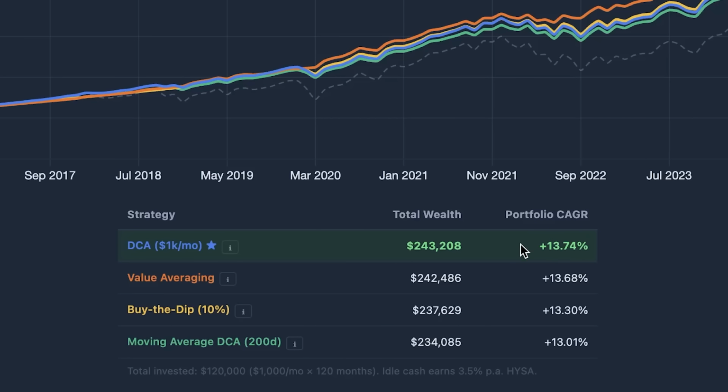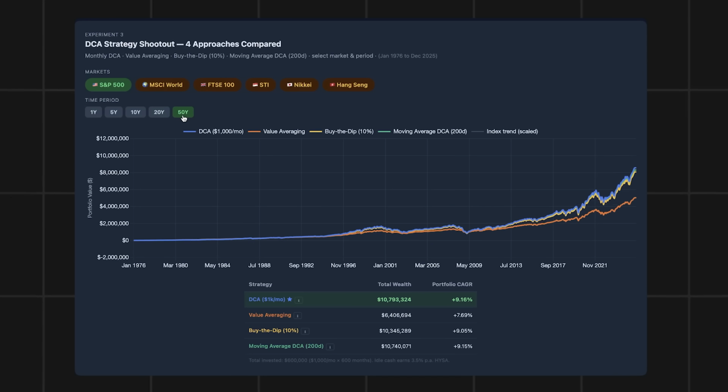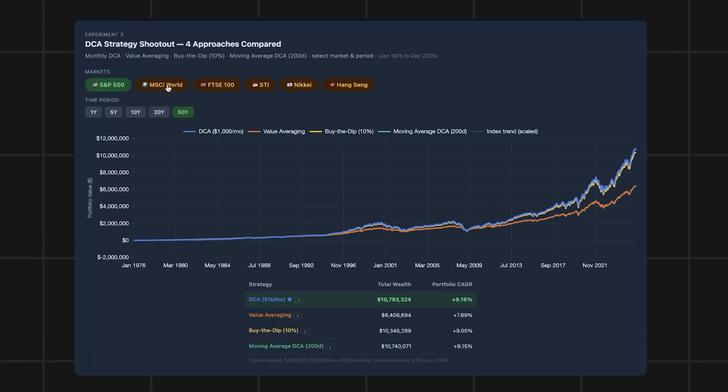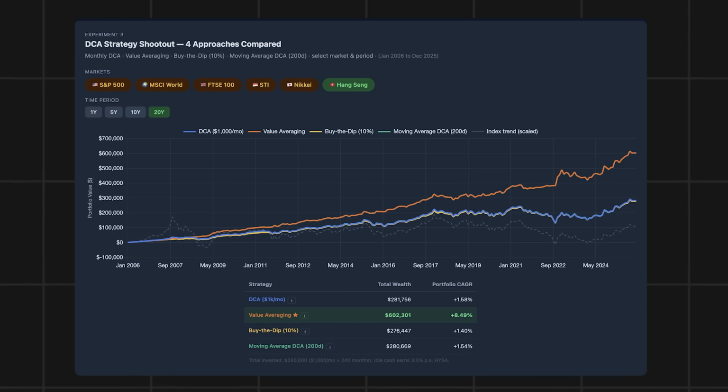From 2016 to 2025, the plain DCA strategy came out on top, whereas moving average DCA came in last. Then if you look at longer periods, whether it is 20 years or 50 years, plain DCA still won. This is the same for MSCI World, where over the long term, plain DCA would win consistently. However, when it comes to some other markets, things look a little different. For the FTSE 100, STI and the Hang Seng Index, value averaging is the better DCA strategy. In fact, with the Hang Seng Index, value averaging produced much higher returns as compared to all the other strategies.